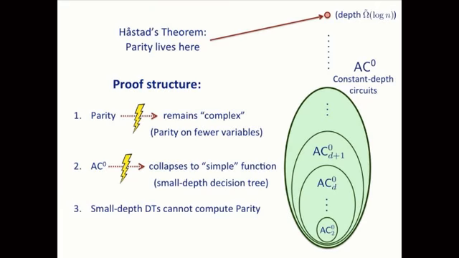It lives at depth log n. So how do you prove such a statement? You hit the red dot with a random restriction, and you hit the green circle with a random restriction. And if you can argue that two different things happen to them, then clearly the red dot cannot live in the green circle. Right? So in more detail, you argue that parity, when you hit it with a random restriction, it remains complex. It basically becomes parity on fewer variables, but still very complex.